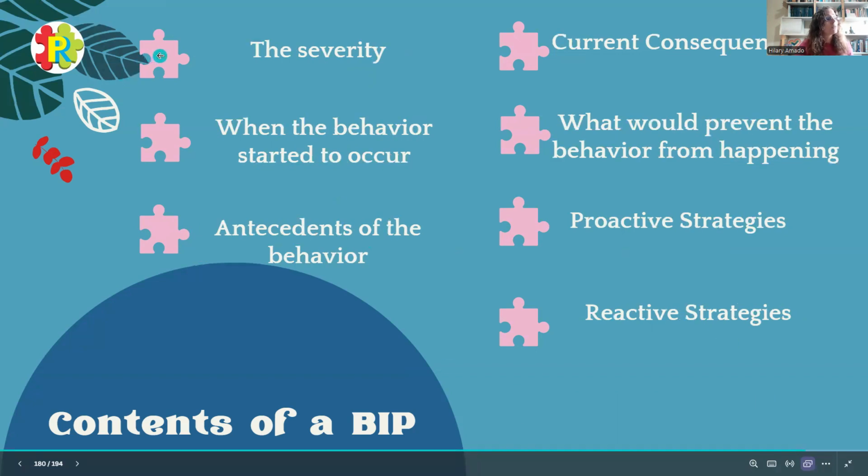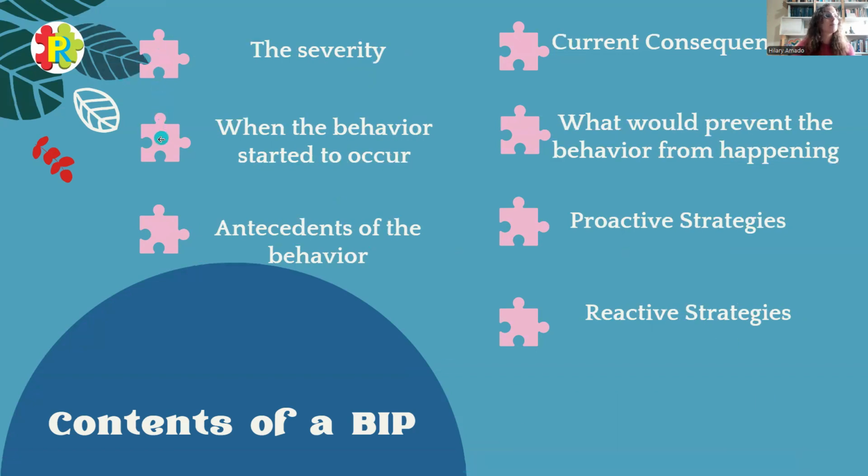We want to know what the severity is, when the behavior started to occur, how old the learner was when it started, antecedents of the behavior, current consequences, what would prevent the behavior from happening, as well as, most importantly, proactive strategies or strategies to avoid that behavior from happening, keep it from happening. And we also want to have some reactive strategies. What do we do when it starts?